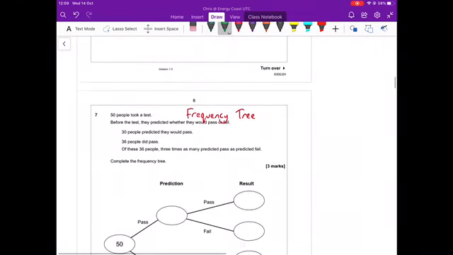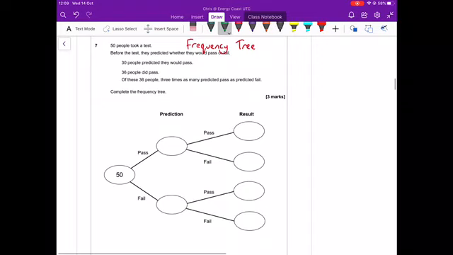Not quite, anyway. Okay. Right, frequency trees. Sometimes these are really nice and straightforward. This one's a bit more complex, so let's have a look at it. 50 people took a test. That's why there's a 50 here. So this is always the grand total, that number on the left. And then we've got people's predictions of the test and then what actually happened in the test. That's what these 2 bits mean, okay?